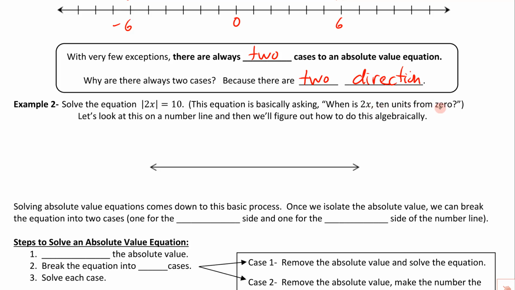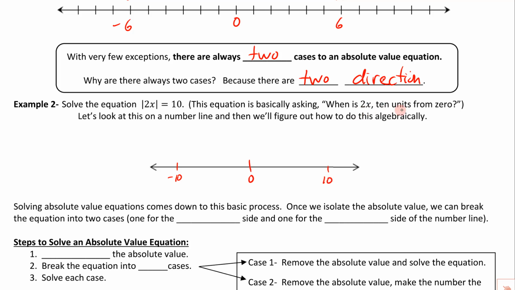So again, let's look at this on a number line so we can figure out what's going on here. I'm going to put 0 right here, and we need to be 10 units away from 0. This problem has something to do with this expression being 10 units away from 0. Well, one way that we can be 10 units away from 0 is we could go to the left. So we could go to -10. Another way that we could be 10 units away from 0 is we could go to the right 10 units.